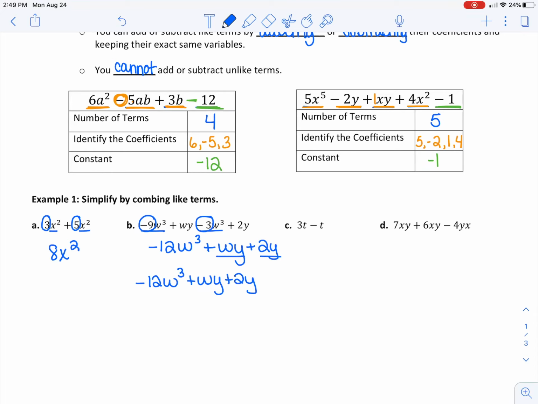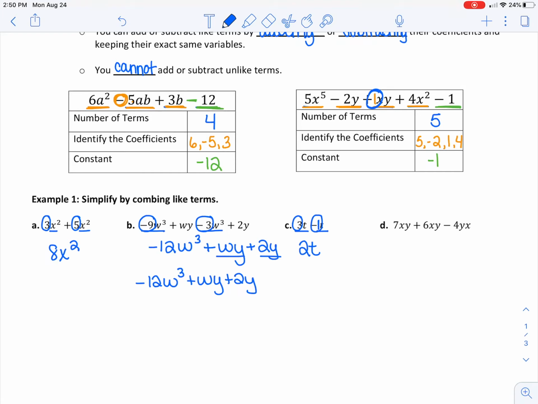Okay, then with part C, I have a t and I have another t. So those are like terms. And same as up here with this one right here, negative, there's that imaginary 1 there again. Okay, so I'm going to say this 3 minus 1 is going to give me 2t. And I'm actually done. I don't have anything else to combine there.